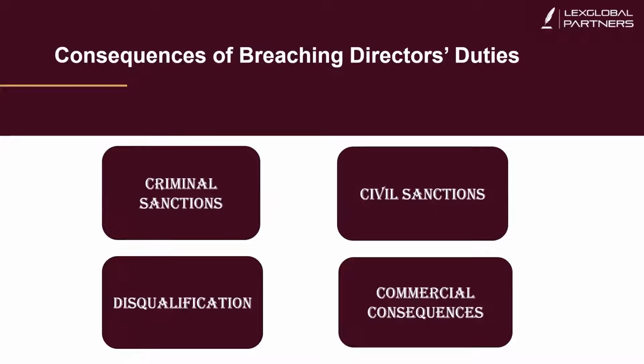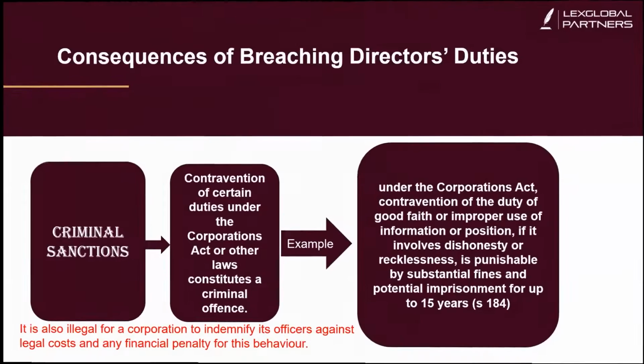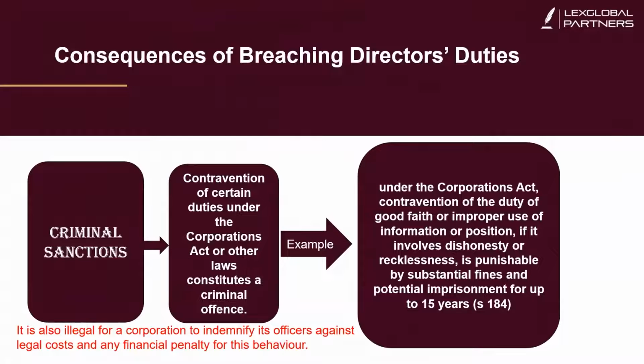It has criminal sanctions, disqualification, civil sanctions, or commercial consequences. A contravention of certain duties under the Corporations Act or other laws constitutes a criminal offense. For instance, under the Corps Act, a contravention of the duty of good faith or improper use of information or position, if it involves dishonesty or recklessness, is punishable by substantial fines and potential imprisonment for up to 15 years. That's based on Section 184.